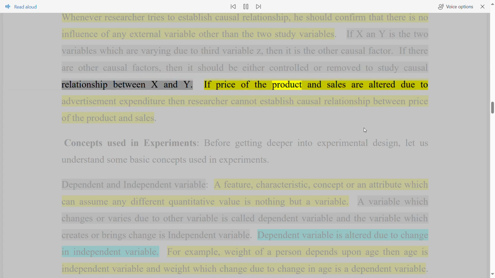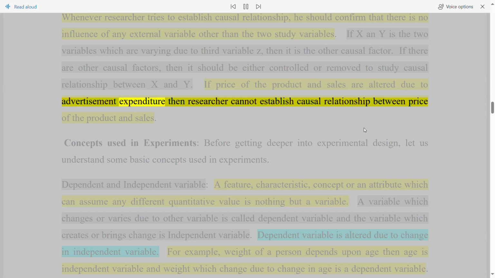If the price of the product and sales are altered due to advertisement expenditure, then the researcher cannot establish a causal relationship between the price of the product and sales.